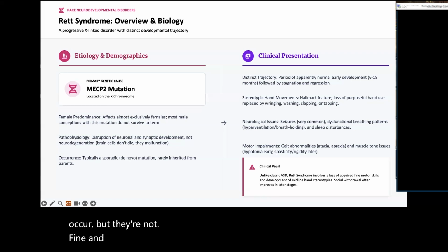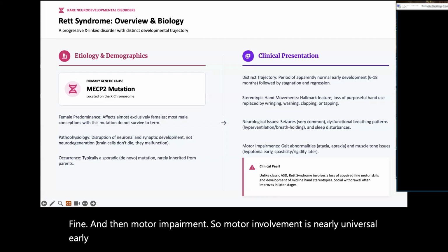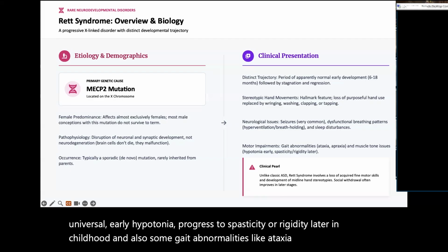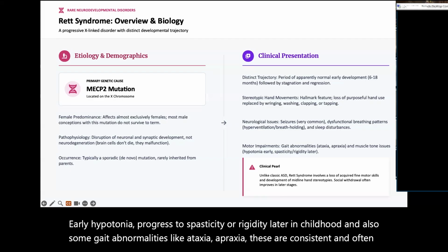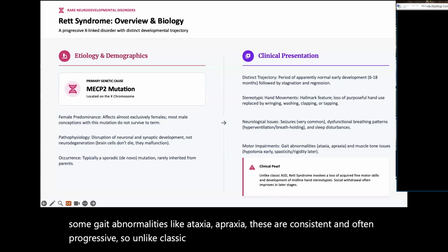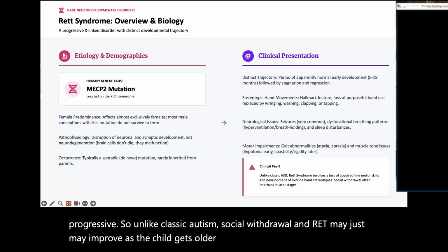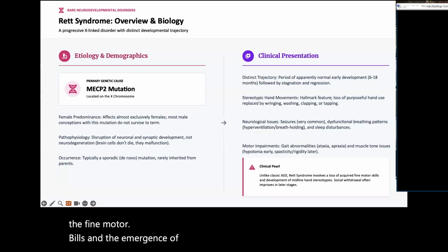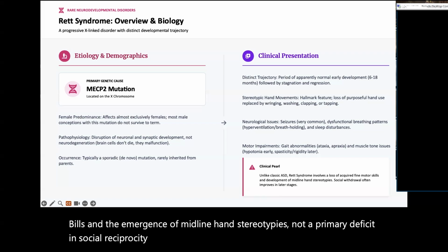And then motor impairment. Motor involvement is nearly universal. Early hypotonia progresses to spasticity or rigidity later in childhood, and also some gait abnormalities like ataxia and apraxia. These are consistent and often progressive. So unlike classic autism, social withdrawal in Rett may improve as the child gets older, but the core issue here is the loss of fine motor skills and the emergence of midline hand stereotypies, not a primary deficit in social reciprocity. So this is an important point to distinguish these two.